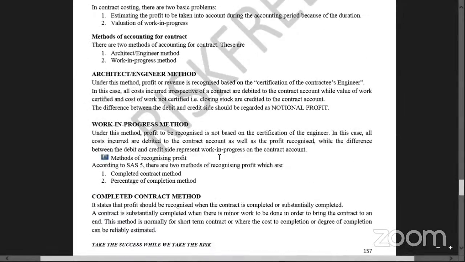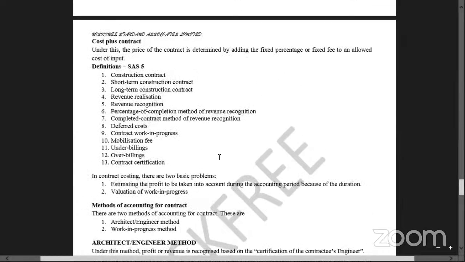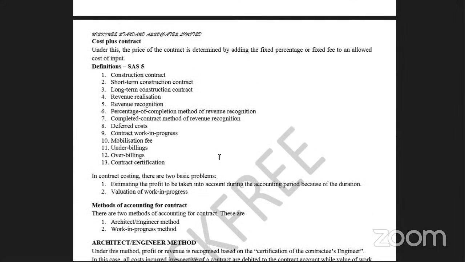Well, and we are now on page 157, sir. So this is your Riskfree pack. Have you seen it? I've seen it. Thank you, sir. Okay. Yes, sir.